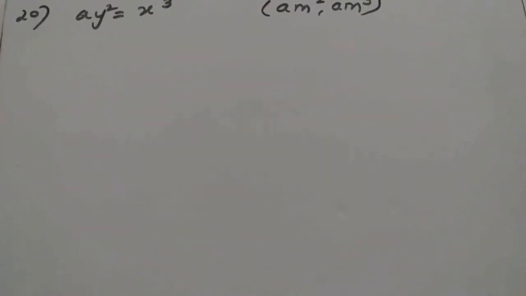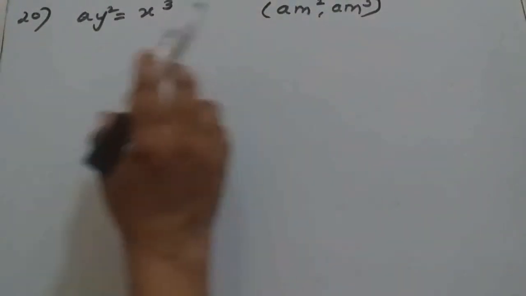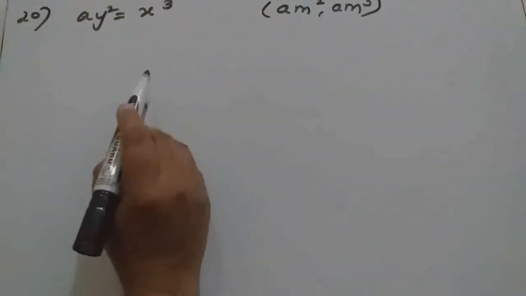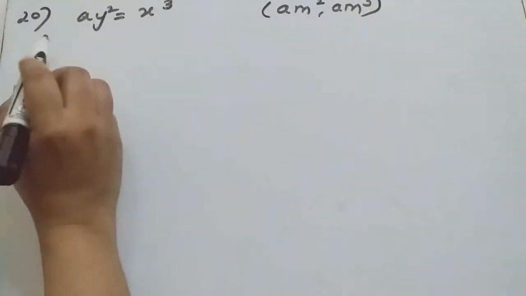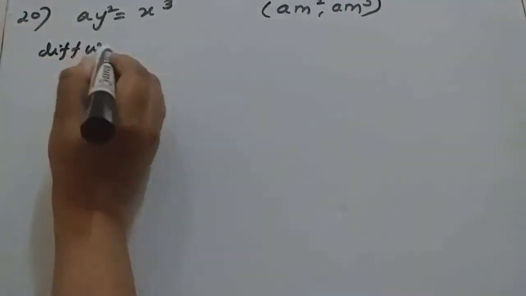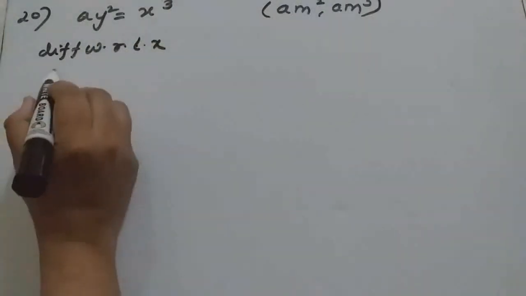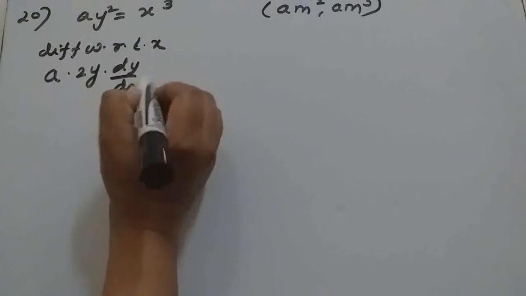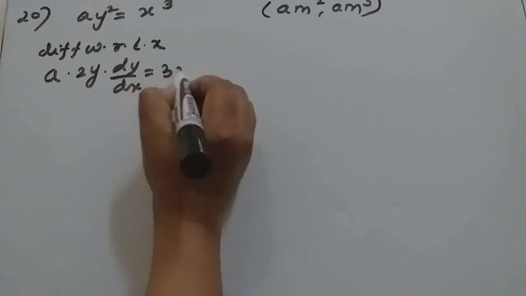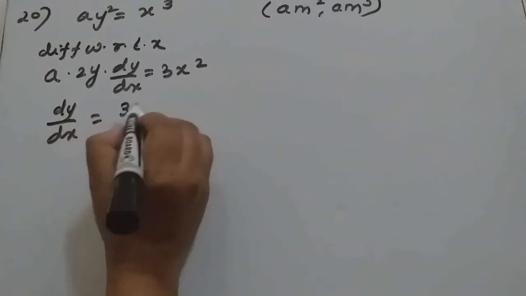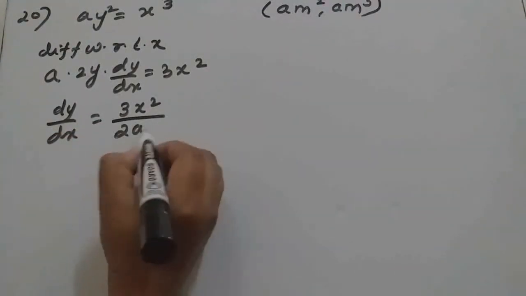Question number 20, find the equation of normal at the point. The point is given to us, and for the curve this. So the curve equation is also given to us. So first we will find the slope of the tangent. So differentiate with respect to x. So a is the coefficient, derivative of y square is 2y dy by dx. Derivative of x cube is 3x square. So dy by dx we will get here 3x square by 2ay.